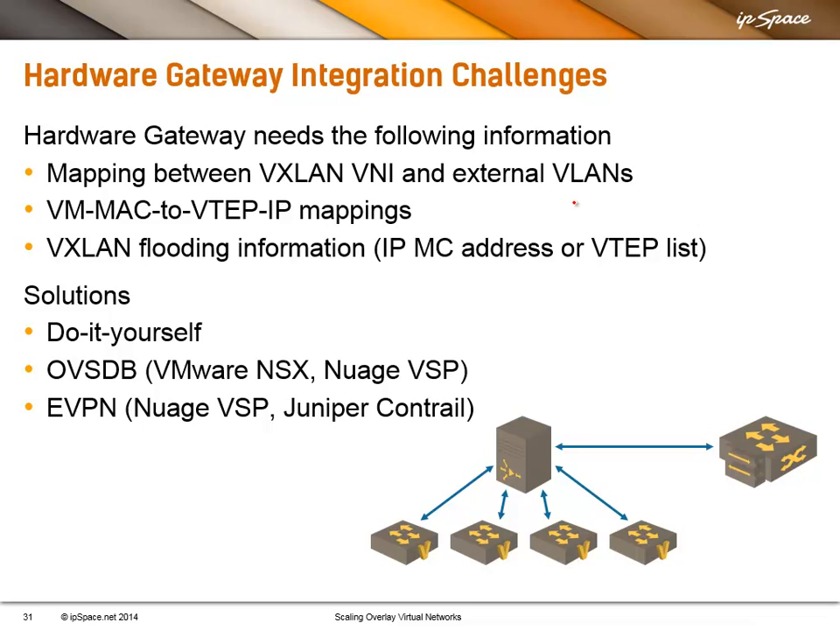The solutions obviously range from do-it-yourself to more or less full-blown integration. There are two solutions that you can use for more or less full-blown integration. One is OVSDB, which came from Nicira's product, which is now VMware NSX. It's also used by others, including Nuage VSP. Or you can use EVPN or Layer 3 VPN, depending on whether you do Layer 2 or Layer 3 connectivity, which is, for example, supported by Nuage VSP and Juniper Contrail.